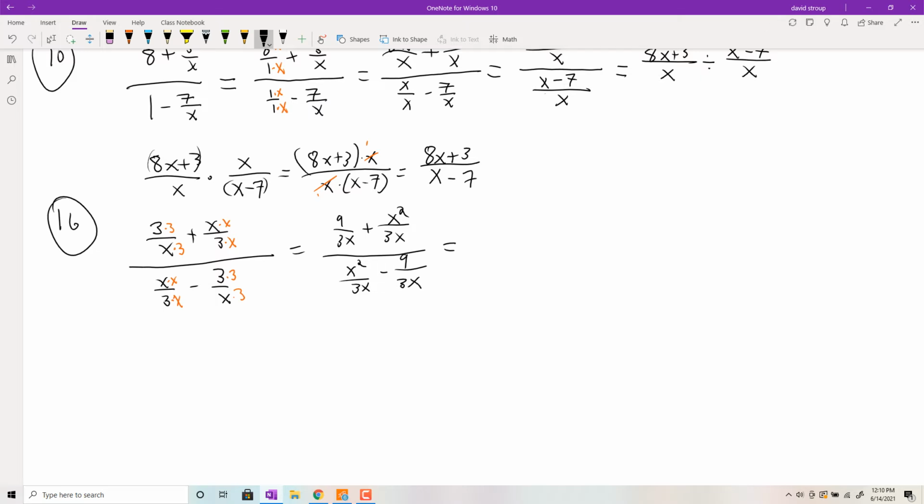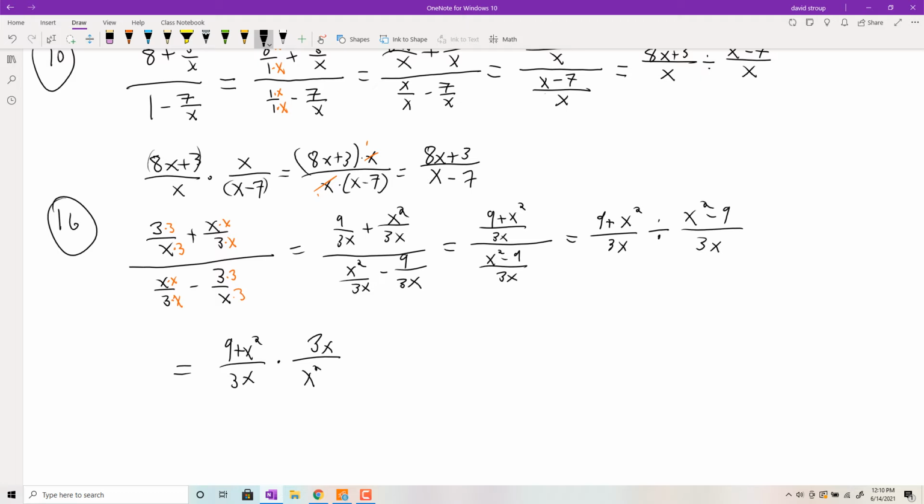Combining numerators over common denominators, 9 plus x squared all over 3x, all over x squared minus 9 all over 3x. Rewrite it as a big division problem, so put the big division symbol in there. x squared minus 9 over 3x. And then I'm going to rewrite the division as multiplication finally. So 9 plus x squared over 3x times 3x over x squared minus 9. Multiply, and then we're going to remove common factors.